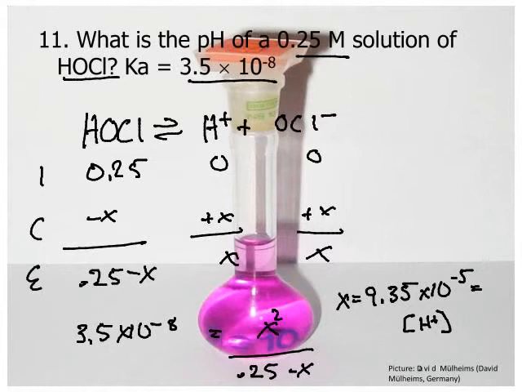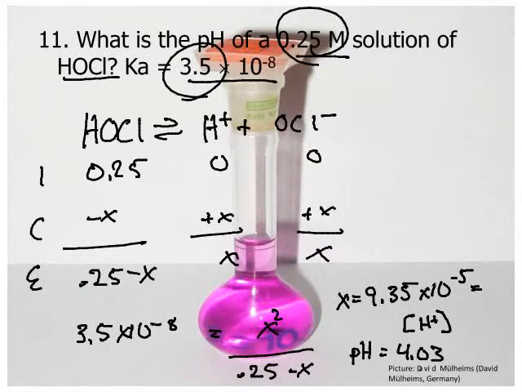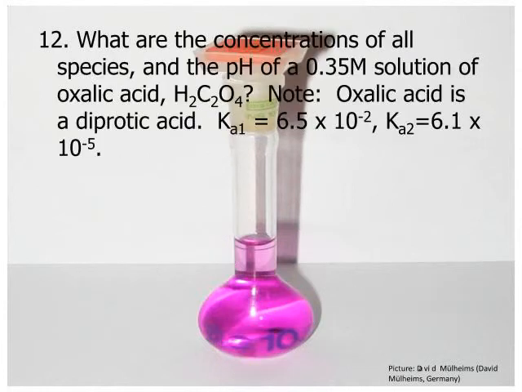And I get 4.029. Now sig figs, I got 2 here and 2 here, so I'm going to say 4.03. So the pH equals 4.03. Take the negative log of that number to get that answer. I'm not showing that, but I think you can figure that out.